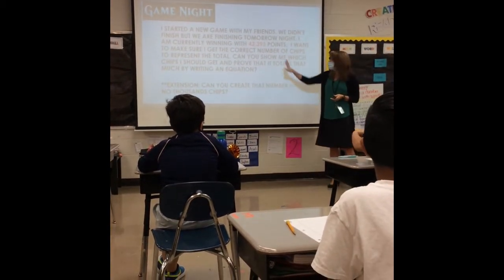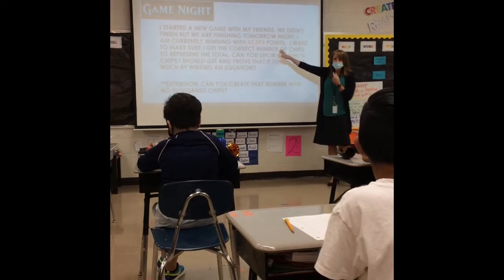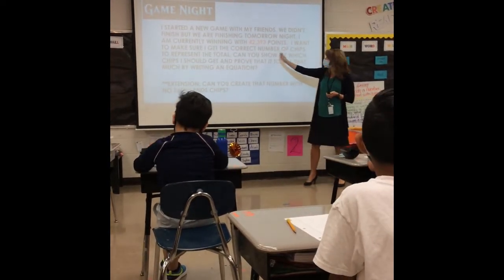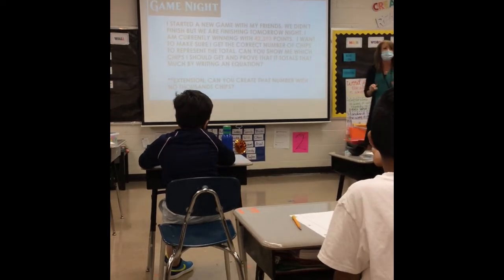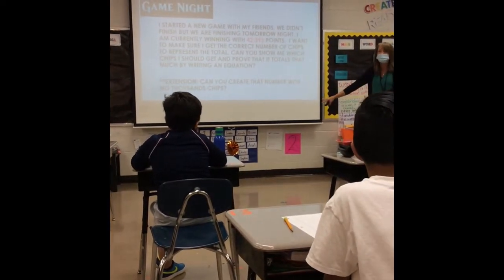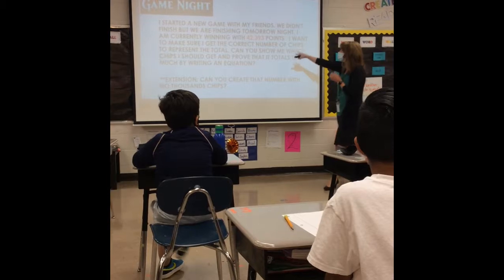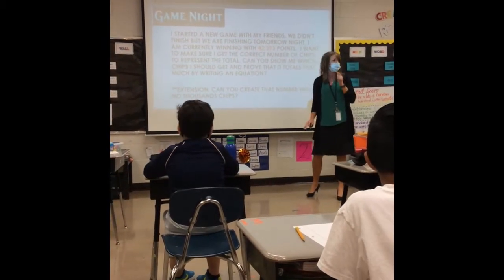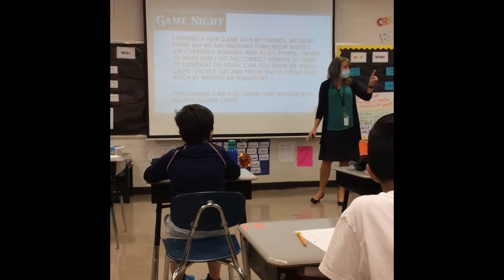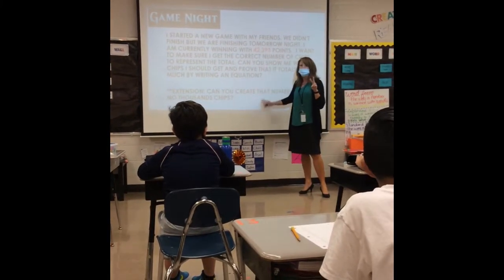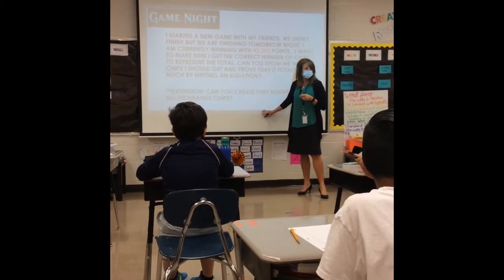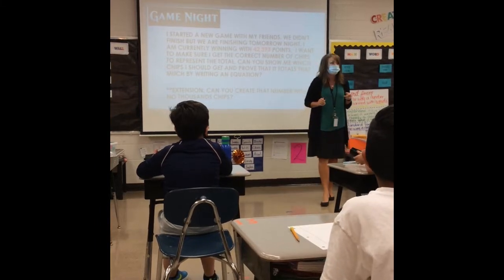If you finish early and you feel like you have the right thing down and you've done your model, you can do the extension, which is to create that same number if you had no thousands chips. But we're not going to worry about the extension unless your group is completely done with this part and you have done our success criteria: modeled and written an equation. If you haven't modeled and written an equation for this, you don't do the extension. Does that make sense? Does everybody know what you're doing?